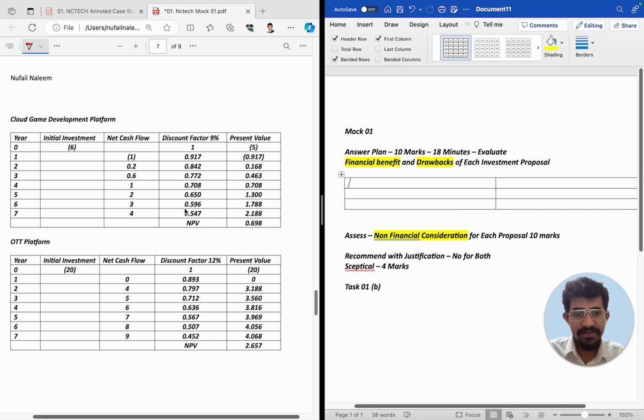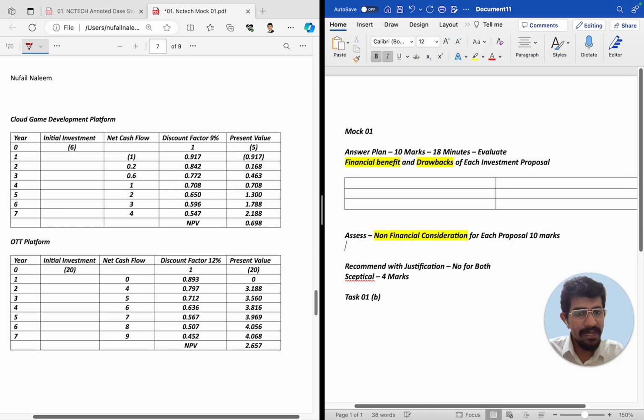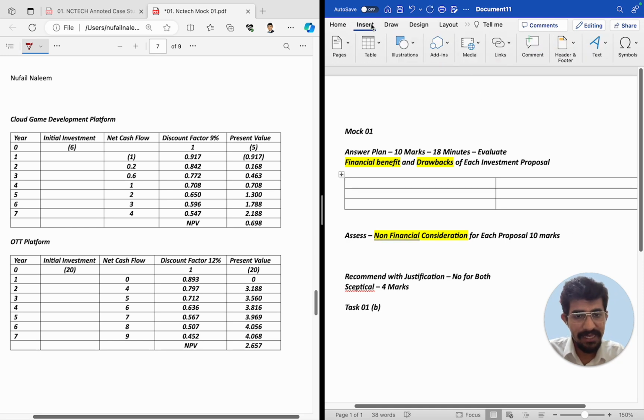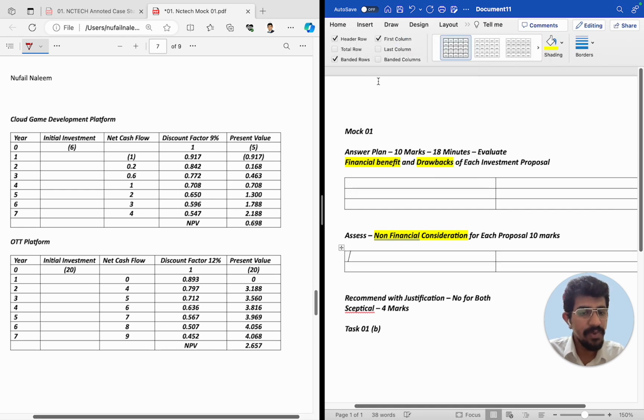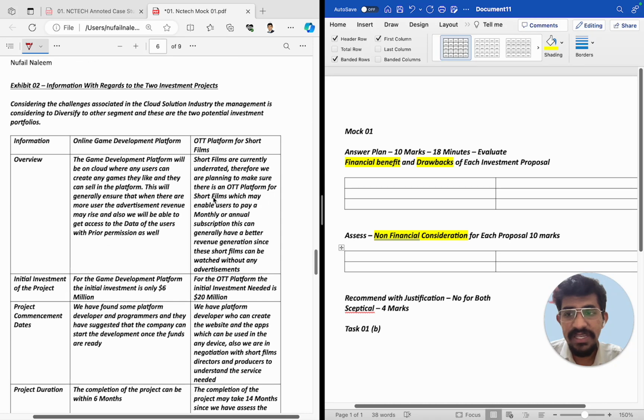What I have to observe is that planning is essential. Here they are again asking for 10 marks, and evaluate and assessment are there. Again, there are effectively two proposals, and we have to consider the non-financial considerations. So it's a wonderful question to consider. Students, let's go through this step by step so that you understand the applications very well.